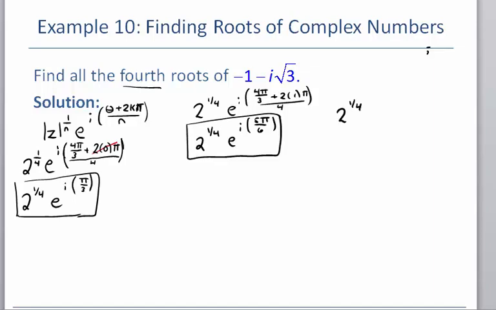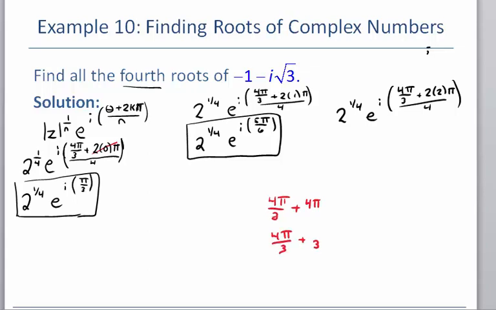So we have 2 to the 1/4, we have e to the i, we have 4 pi over 3, we're going to increase the k value to 2, and divide by 4. And again, I'm going to off to the side somewhere work on what's in those parentheses. So I have 4 pi over 3, and I want to add 2 times 2 is 4 pi. So 4 pi over 3, we're going to add 12 pi over 3. And again, 12 over 3 is the same thing as 4. So when we add that, we're going to get 16 pi over 3.